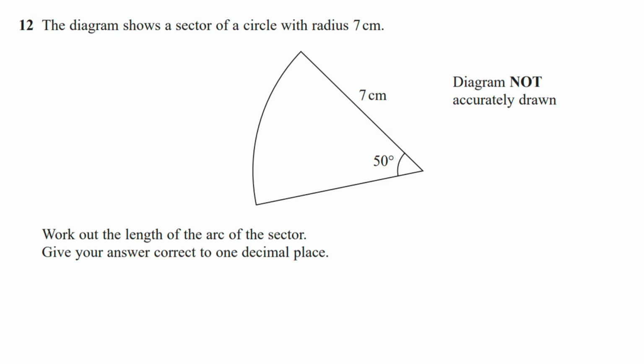Number 13 is the halfway mark. So let's go, guys. Where are we at? The diagram shows a sector of a circle with radius 7. So the radius is over here, guys, yeah? And the angle is 50 degrees. They want us to work out the length of the arc.